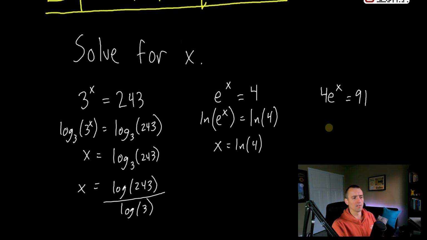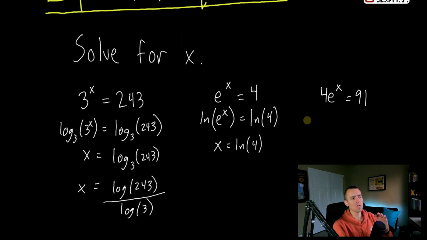Okay, so now let's get into this last example here. Again, the base of our exponent is e. However, because of this 4 being multiplied by it, we're not just going to be able to go straight to taking the natural log, because notice in each of these last two examples, we had just our exponent on one side of the equation equaling some number. So we had 3 raised to the x, e raised to the x. In this case, we have 4 times e raised to the x.